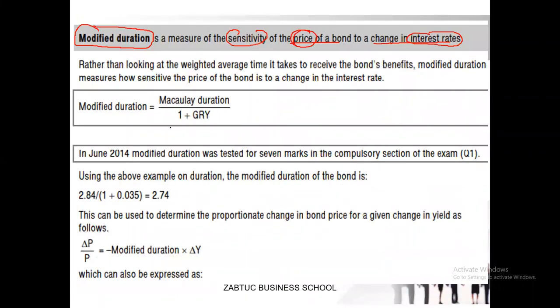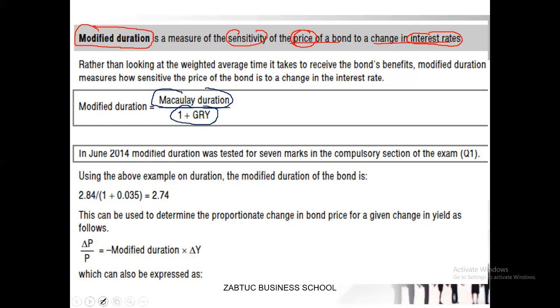Now, if we have bought into that, we can come here. Modified duration is a measure of the sensitivity of the price of bonds to a change in interest rates. If interest rates go up by 1%, by how much will the market value of the bond go down? This is what is measured by modified duration. Rather than looking at the weighted average time it takes to receive the bond's benefits, modified duration measures how sensitive the price of the bond is to a change in the interest rate. And how do you measure it? The duration that you calculated earlier goes on top, and down here, you put 1 plus the gross redemption yield.